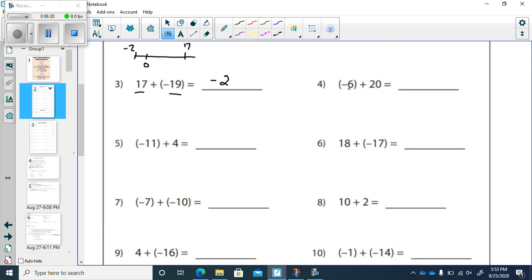Let's look at number 4. If I started at negative 6 on a number line and I went 20 places this direction, where would that put me?